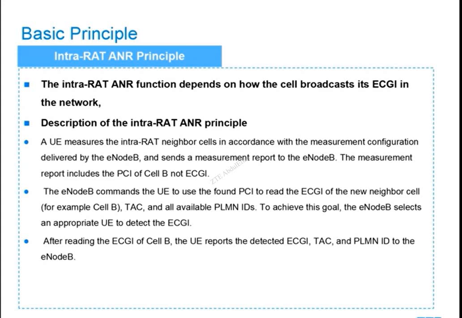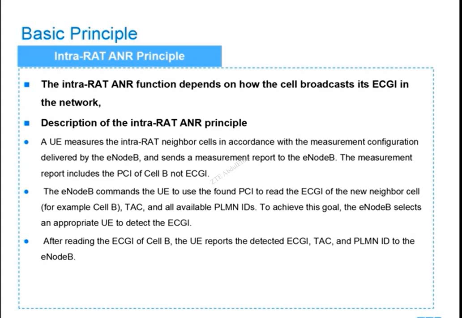The UE should be in connected state, and usually, in order to avoid affecting the service, we select a UE with no important service. For example, there is no VoLTE. And during this procedure, how could the UE read the ECGI? In the LTE system, SIB1, the system information block, contains the basic information of the cell. So the UE will read the target cell SIB1 to get the target information.